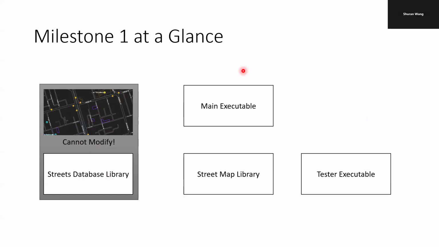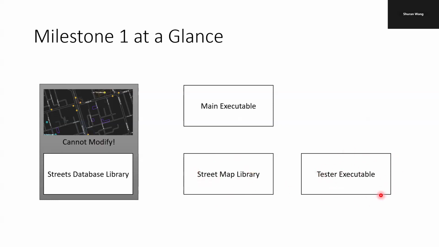And in your program, you will see the main executable and the street map library. You don't have to do a lot of things in the main executable for milestone 1. You'll do more in the other milestones. The focus of milestone 1 is mainly in the street map library.